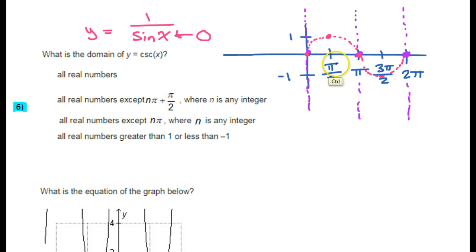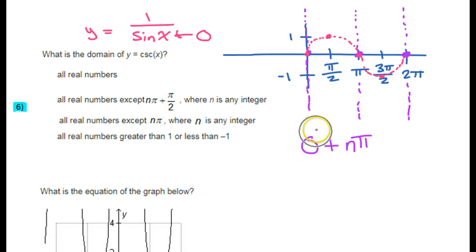Alright, let's come up with an expression for that. So we started at 0, and then the next one happened pi later. Okay, and because this is a periodic function, it repeats. So every pi, we're going to have another asymptote. So 1 pi, 2 pi, 3 pi, 4 pi. So we can say n pi to represent that we're going to have an asymptote at every multiple of pi.